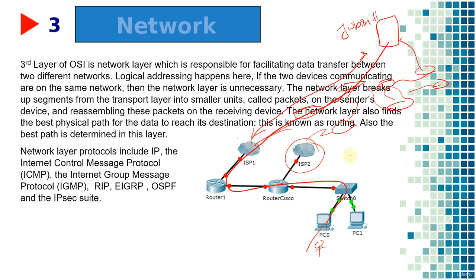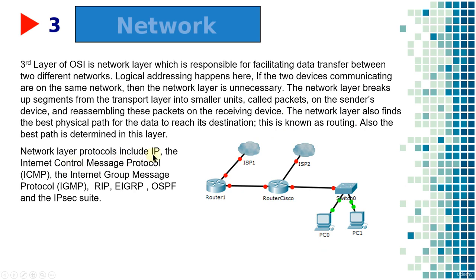So all of this is happening at the network layer, where we are talking about the best physical path to reach the destination. And this thing is called routing. And by the way, routing we are going to cover in a lot of detail.